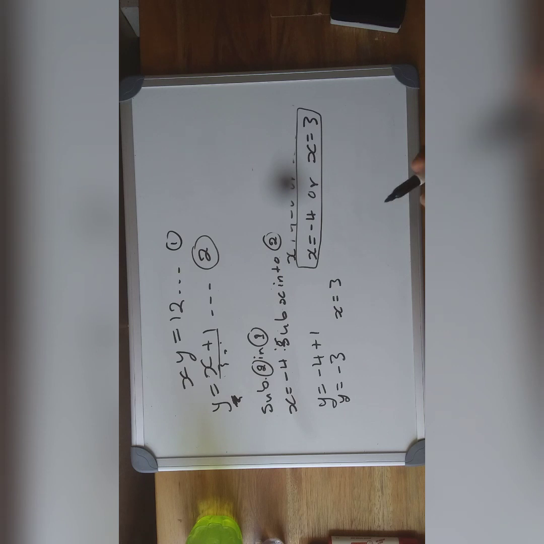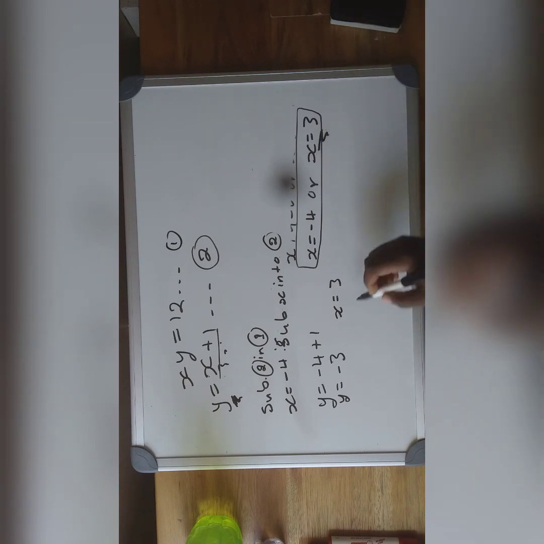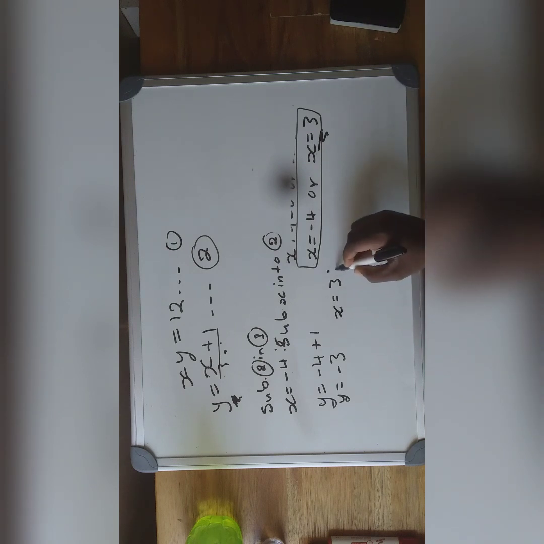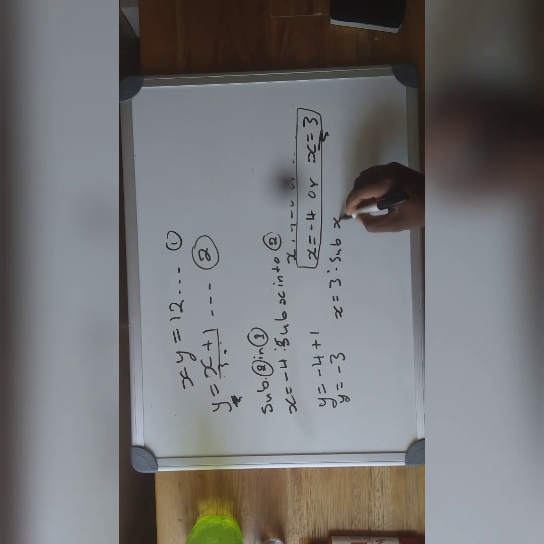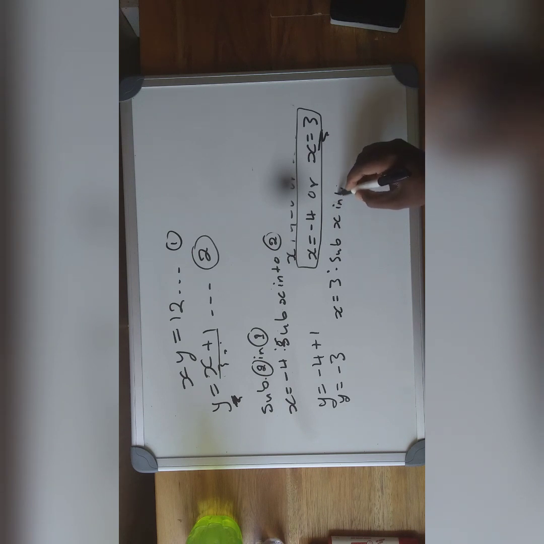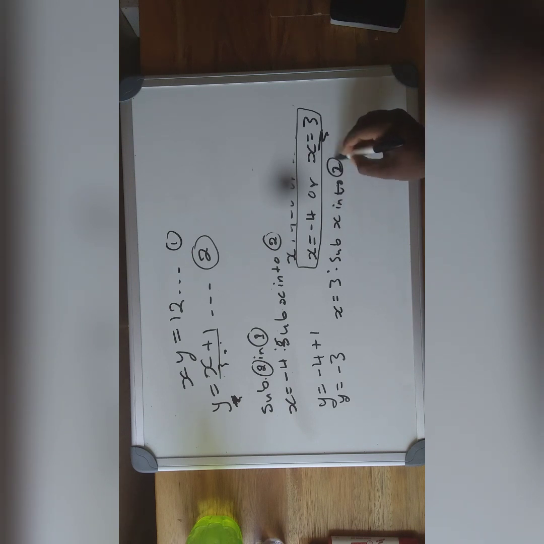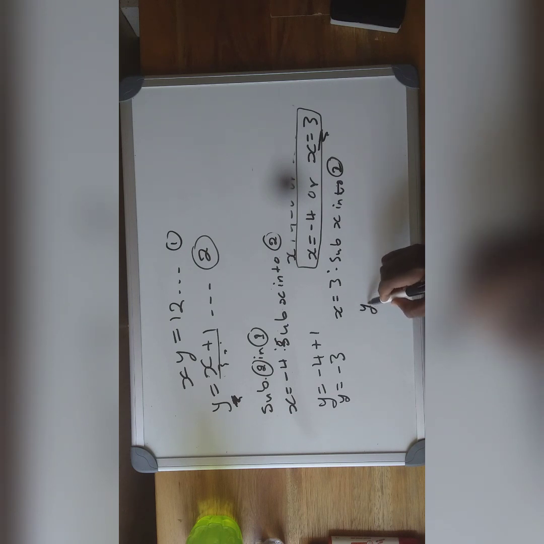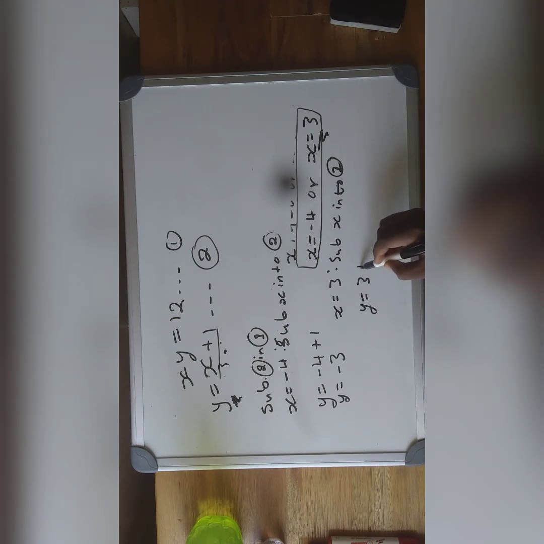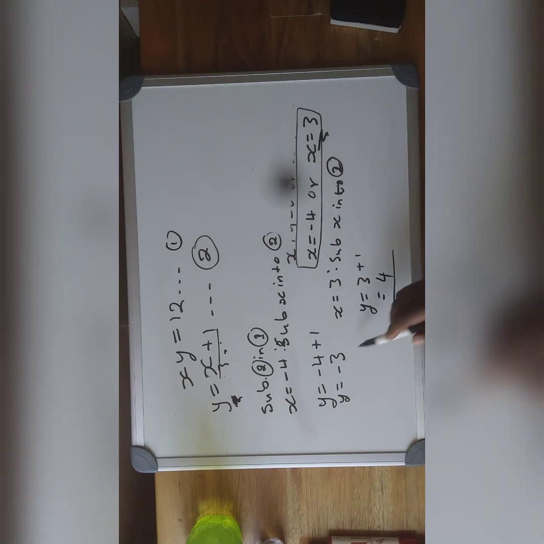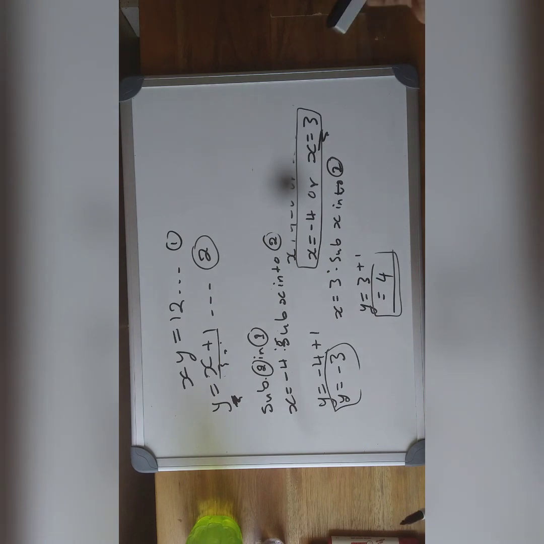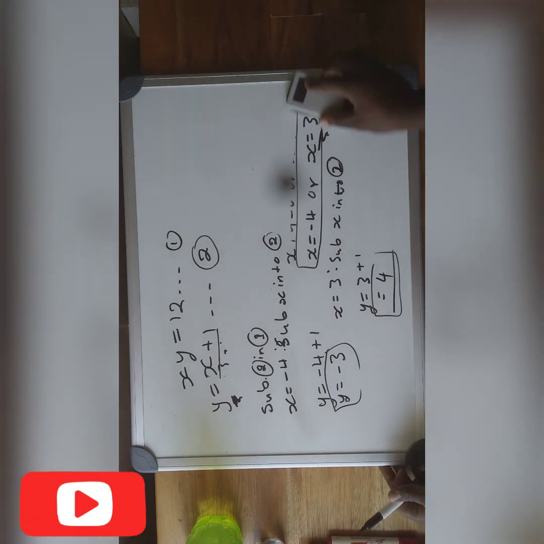Then you're going to do the same thing and say now x is equal to 3. This is when you want to find the value of y where x is 3, and you're going to substitute x into equation 2, and you're going to say y is equal to 3 plus 1, which is 4. So now we have both values of x and both values of y. This is how we do simultaneous equations.